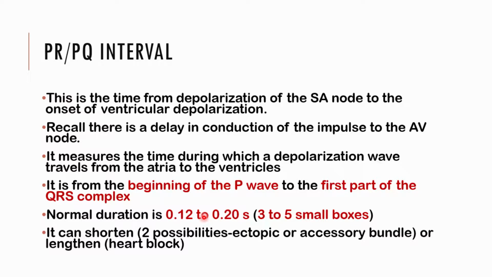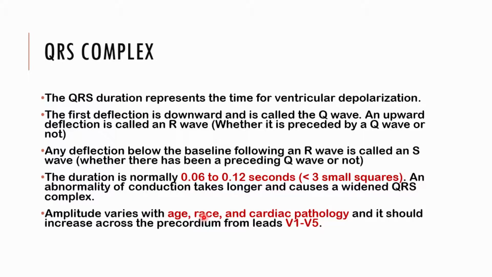Okay? Or the second problem could be you have an accessory branch that is directly bypassing the AV node and conducting this impulse much faster than the AV node. That's why you can get the shortening of the PR interval. Or it could lengthen, for example, in heart block, and there are different degrees of heart block that we'll look at: first degree, second degree, and third degree.